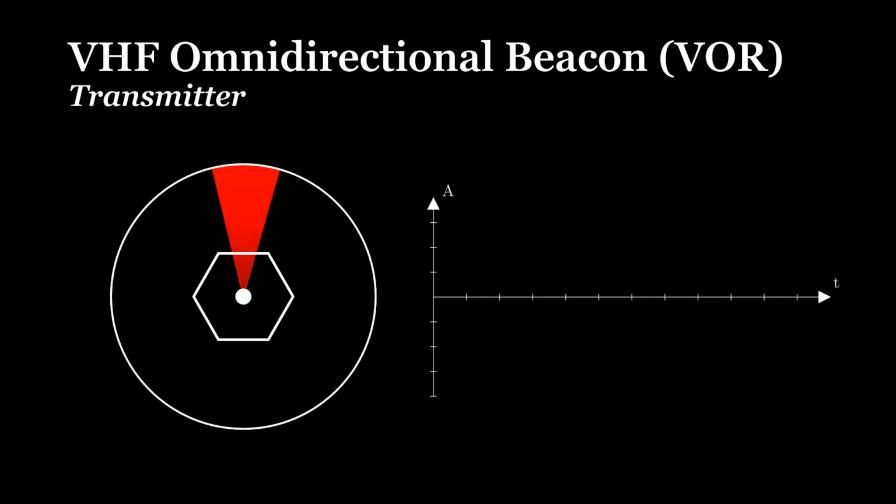Similarly to the NDB, they continuously send out a non-directional signal. This signal is represented in white in the animation. Additionally, a directional signal is emitted, which changes its phase relative to the continuous signal depending on the radial of the beacon. In the animation, the red cone represents the directional signal, which rotates around the beacon like the light signal of a lighthouse. The graph on the right-hand side depicts the phase relation between the emitted signals.